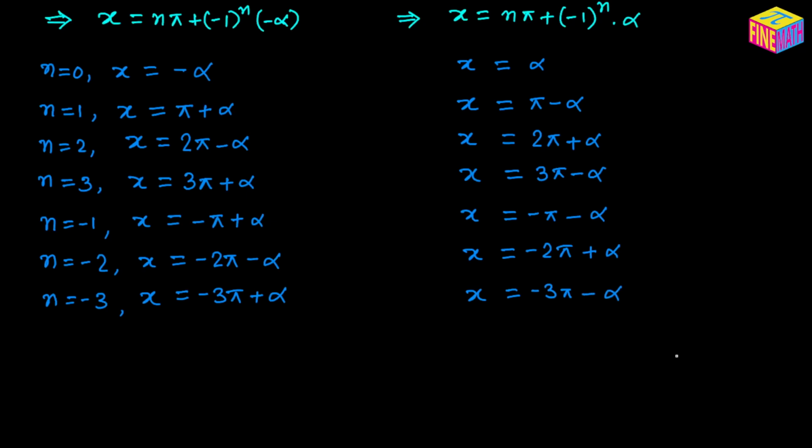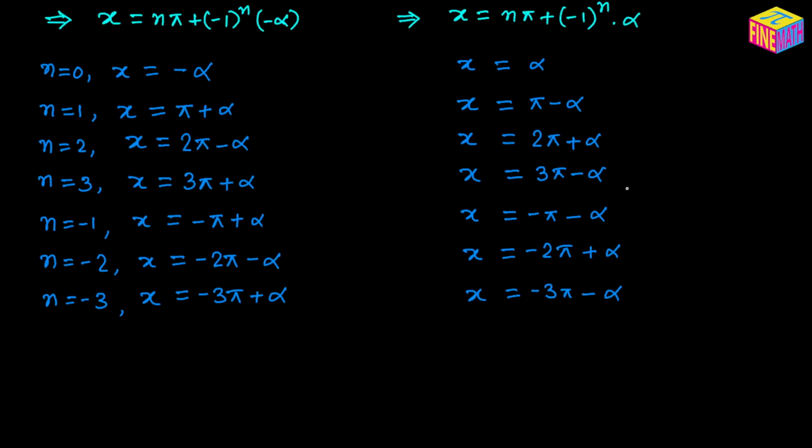Now from here, as you can see, no matter what integer value of n we use, we are getting two possible values of x, which is n times pi plus or minus alpha. So when n equals 1, we get 1 times pi plus alpha and 1 times pi minus alpha. Similarly, when n equals 2, we get 2 times pi minus alpha on the left hand side and 2 times pi plus alpha on the right hand side. Again, when we use n equals 3, we get 3 times pi plus alpha on the left hand side and then 3 times pi minus alpha.